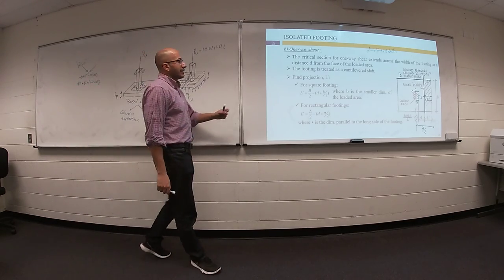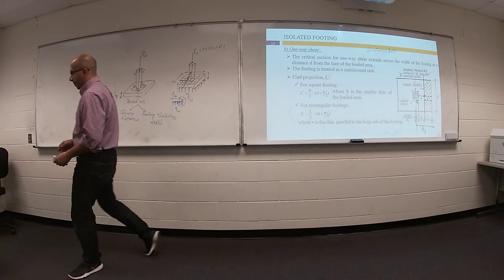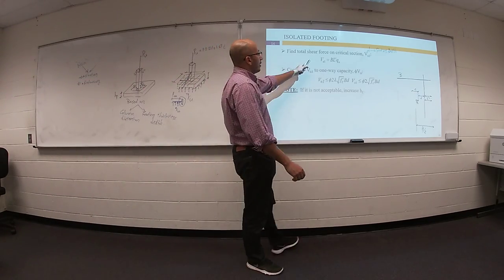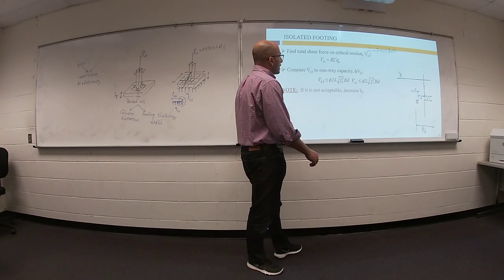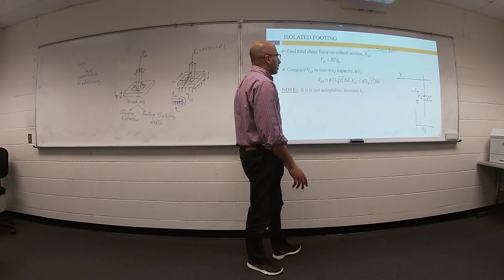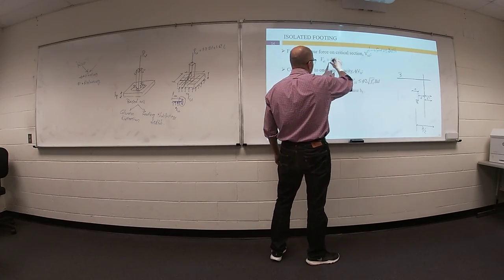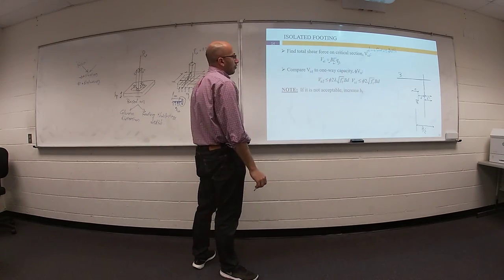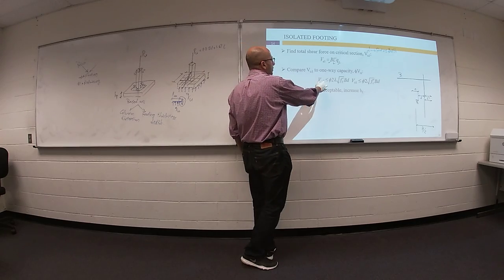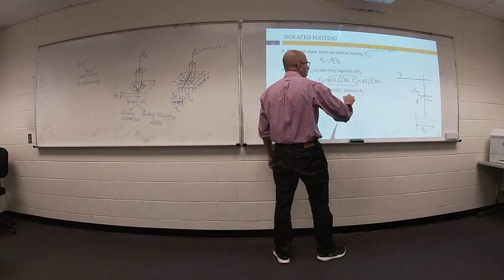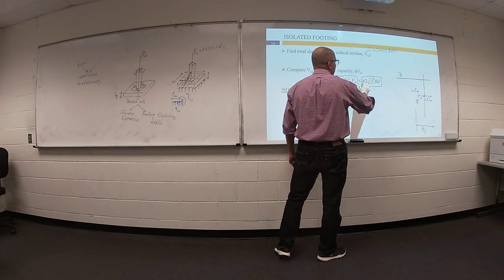Once you get your distance L prime, go ahead and calculate V ultimate 1 equal B times L prime times Q ultimate. I think we calculated Q ultimate before. L prime and B, the width of your footing. Then V ultimate 1 must be smaller than or equal to this equation.